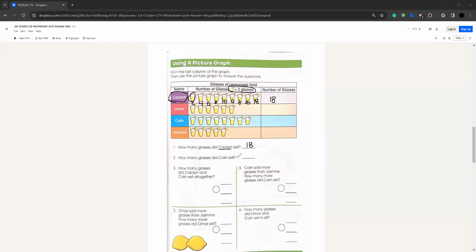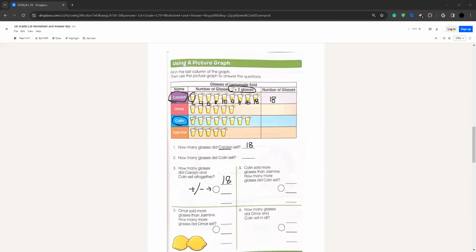Number 2, we're going to do the same thing. And let's go with number 3. How many glasses did Carolyn and Colin sell altogether? So we know that Carolyn sold 18. This is the spot where our addition or subtraction goes. And this is Colin. We need to look at Colin over here.